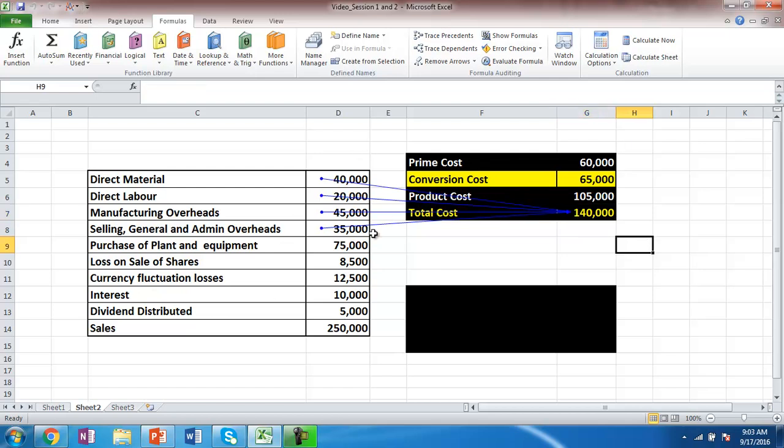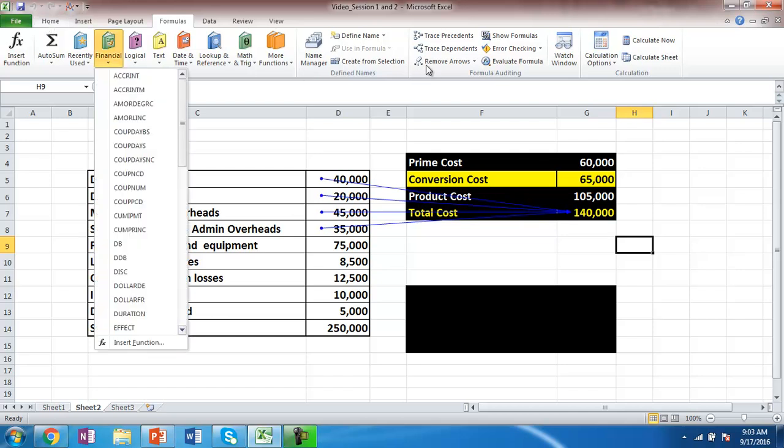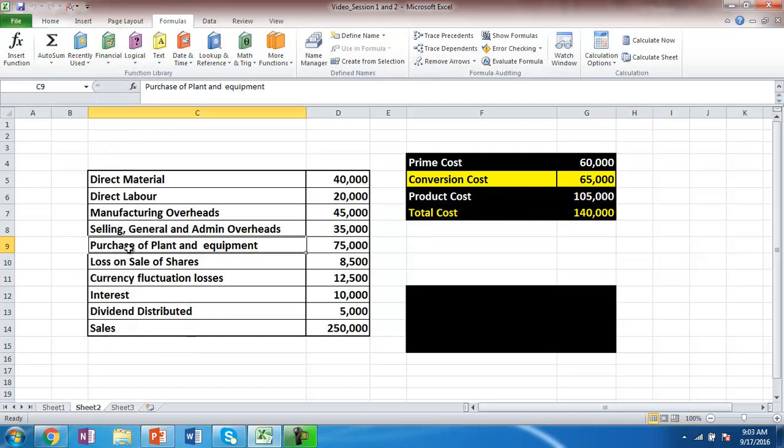We have not included the purchase of plant and equipment, because that is not an expense but a capex. Loss on sale of shares is not an operating cost, so the concept of cost will not include the loss on sale of shares, or loss or profit on the sale of fixed assets, or any purchase and sale of investments. Similarly, currency fluctuation losses and gains are also not included in this cost concept.